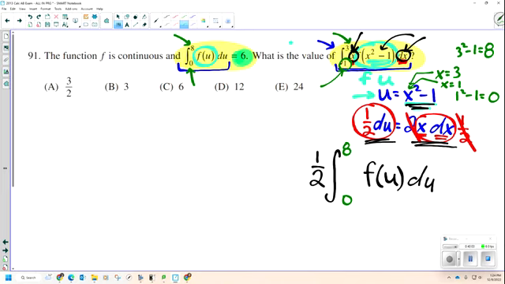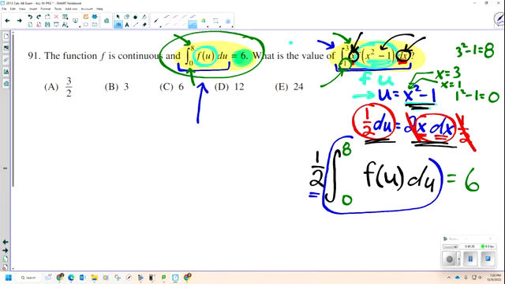So the integral on the right has now become the integral that I have on the left here, which should equal 6, except, notice there's a 1/2. This 1/2 isn't here. So really, without the 1/2, this integral right here is 6. Okay, that integral right there is 6.